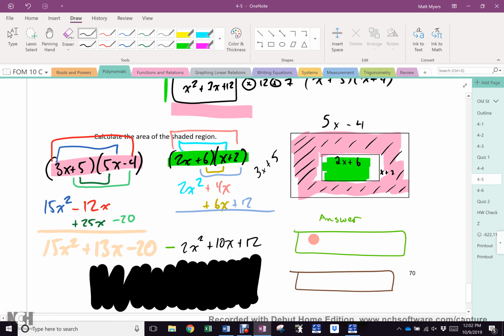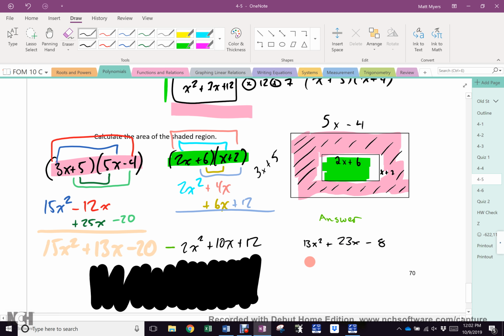So, who has an answer when they subtract it? Who would like to volunteer their answer? I'm not saying it's going to be right or wrong. I just want to see some answers. What do we got? Jazreet, what do you got? 13x plus 23x minus 8. Okay. Do I have any other answers? Emma.